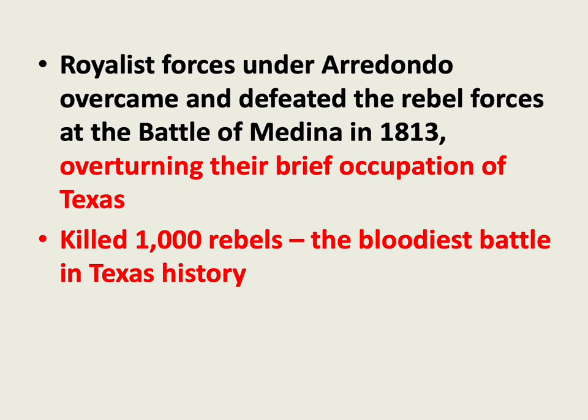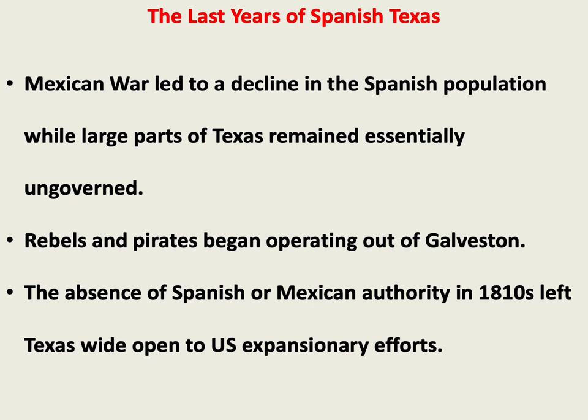Well, so you have this major war going on in Mexico, and this led to a decline in the Spanish population in Texas, because people didn't want to get involved in this. And most of Texas remained essentially without a government. Taking advantage of this, a lot of rebels and pirates went to the island of Galveston, and the pirates went out in their ships and attacked other ships in the Gulf of Mexico and made a lot of money.